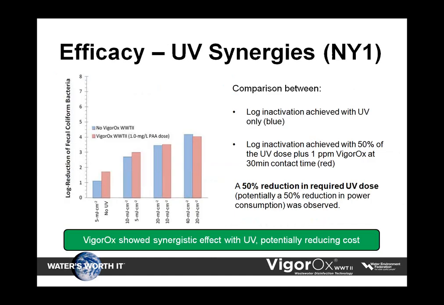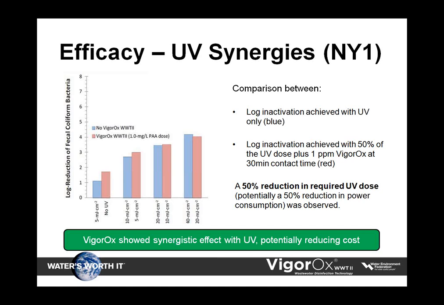The study was conducted at a plant in New York State where Vigorox was fed upstream of an existing UV system. The UV system, which normally operates at 40 millijoules per square centimeter, was set to run at 50% of lamp output with a dose of 1 ppm Vigorox. The results showed the same fecal coliform log reduction for both UV alone at 100% output and UV at 50% output plus 1 ppm of Vigorox.